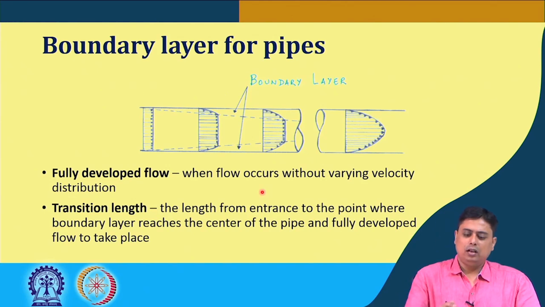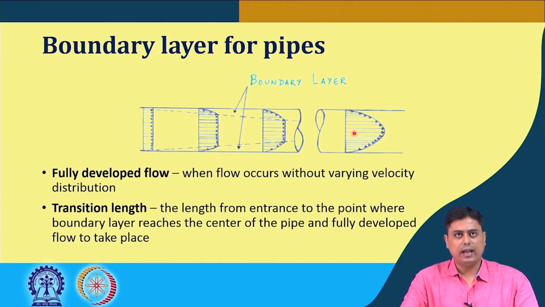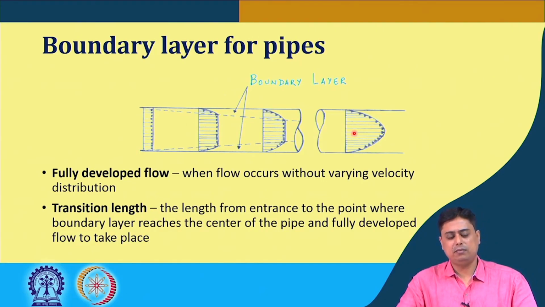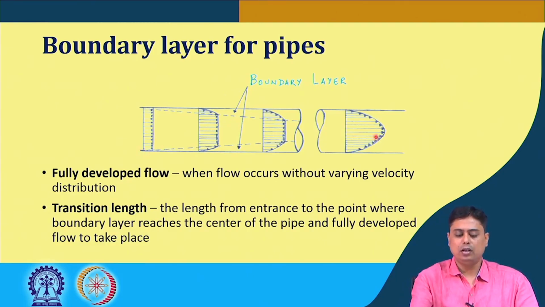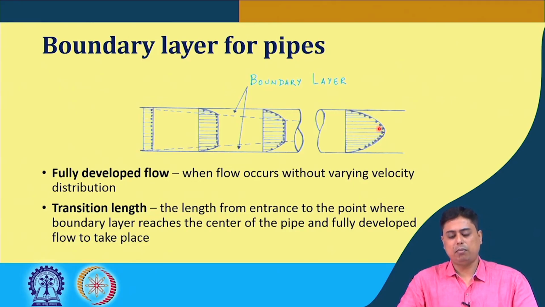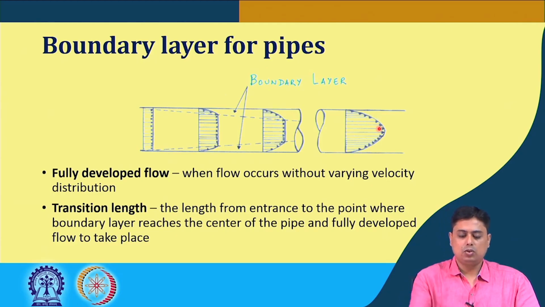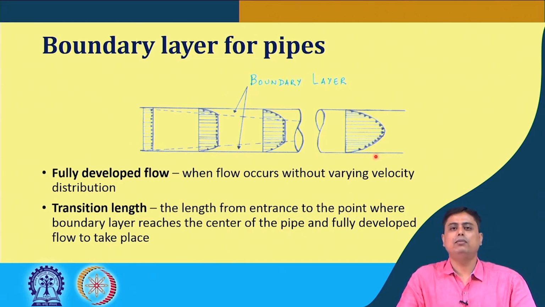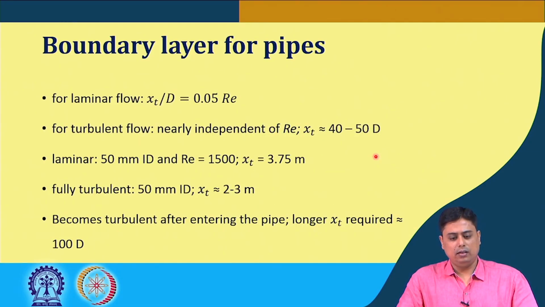Now, quite naturally, as we say that this fully developed flow, it requires a certain length. So, that means that length is typically characterized by the transition length. The length from the entrance to the point where the boundary layer reaches the center of the pipe or the conduit, and the fully developed flow takes place. Okay. So, till this distance in a pipe, we call this is the transition length. This is the transition length that is required to have the fully developed flow.